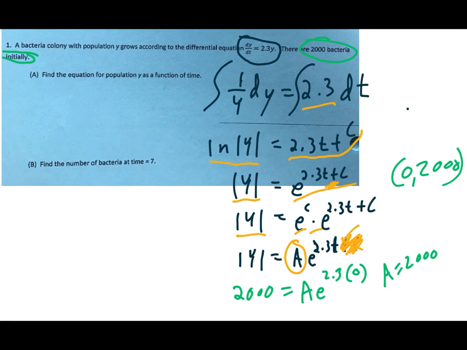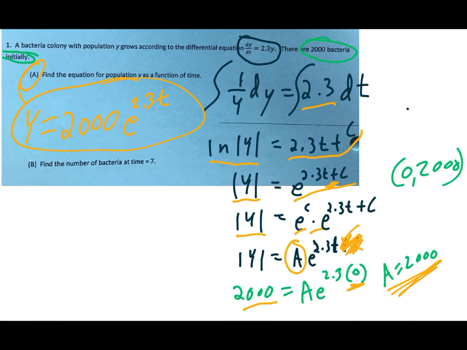And then I put the 2000 in for y, and then the 0 in for t. e to the 0 is 1, so that just gives me A is 2000, which then tells me my answer here for A is going to be y equals 2000 e to the 2.3t. So that'll be my answer there.